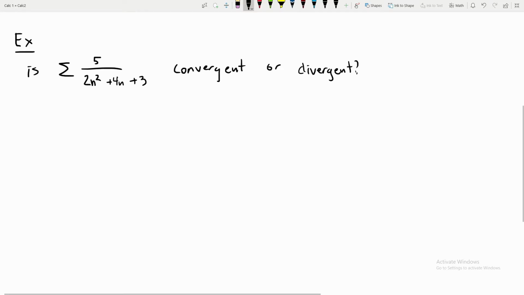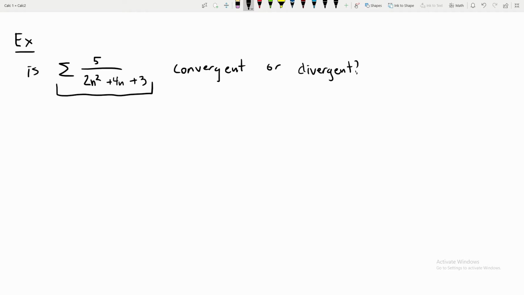Here's a quick example as to how we can apply what we just learned about those comparison tests. So we're given a series right here and we are asked to find whether it's convergent or divergent. The way we go about using these comparison tests is we usually want to compare with the largest order of n from the numerator and the denominator.